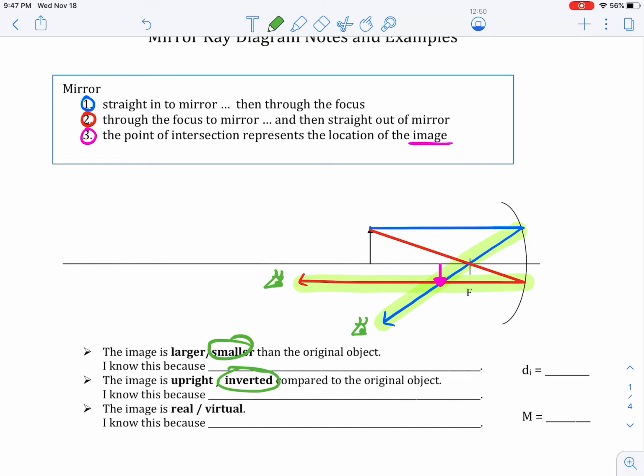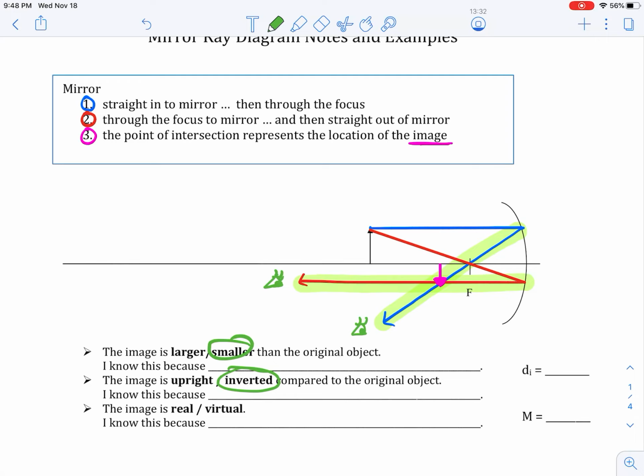But here's the problem. My students don't always know what direction to point the arrow when they're trying to draw the image. So if that is you, if you do not feel confident that you know what direction to point the arrow, there is another way to determine whether it should be inverted or upright. If the point of intersection is below the horizontal axis, then my image is inverted. If the intersection point is above the horizontal axis, then my image is upright. So in this case, I know this because the point of intersection was below the horizontal axis.